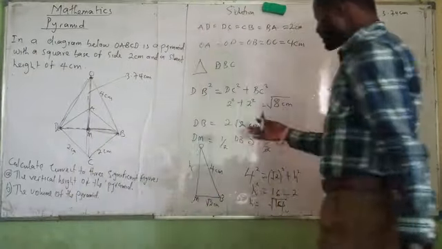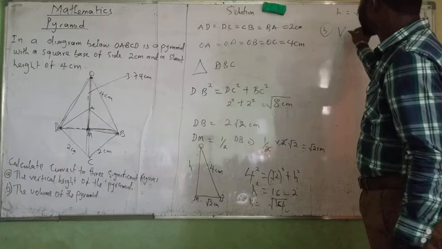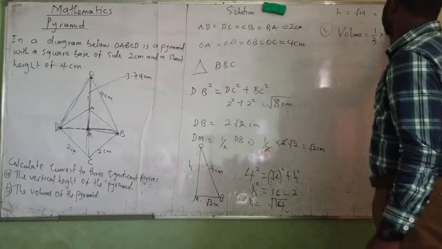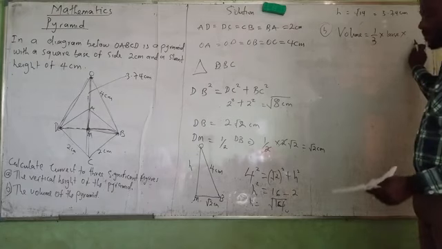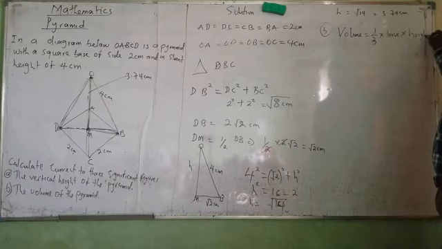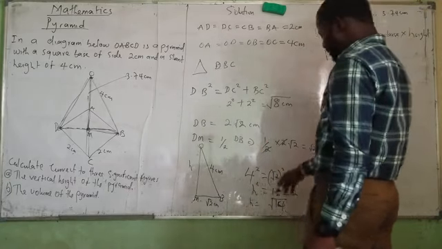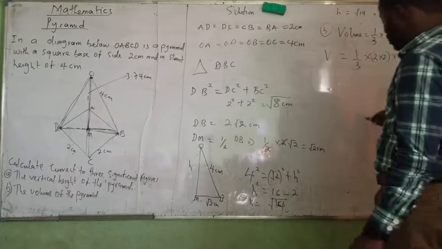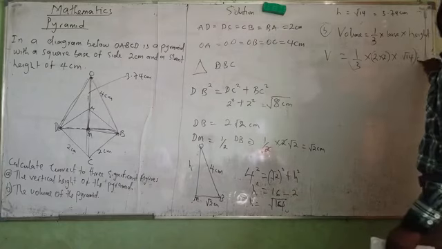Now, the next thing I will do is find the volume. Now, number B, we are told that the volume will be 1/3 multiplied by the base multiplied by the height. So my volume will be equal to 1 over 3 multiplied by the base, which is 2 times 2, squared, multiplied by the height, which is root of 14, all in centimeter cube.